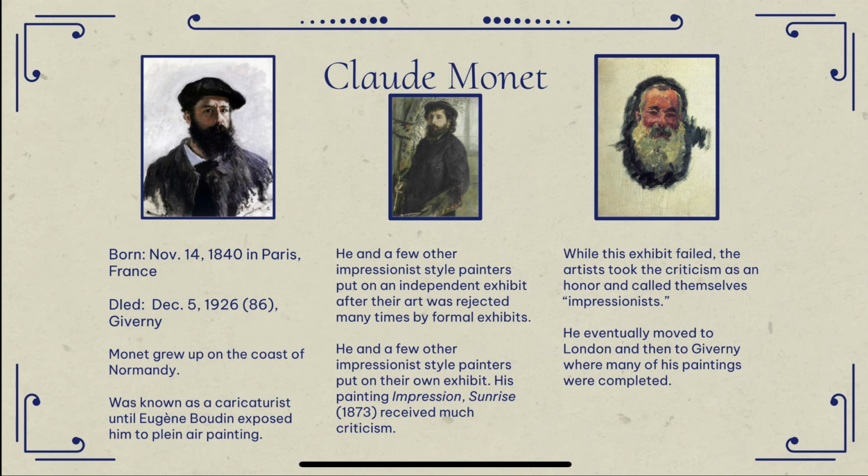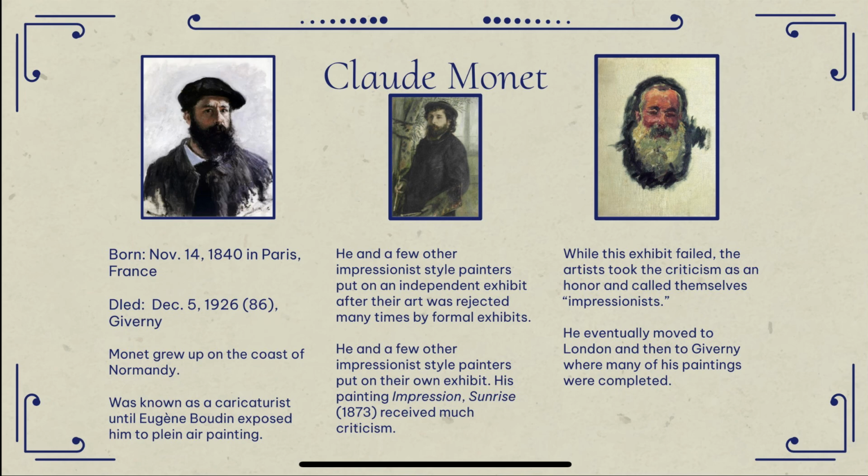His painting Impression, Sunrise, that he painted in 1873, received a lot of criticism. This was the painting that I showed earlier of the ships in the background, the sun reflecting on the water, and the man in the boat.